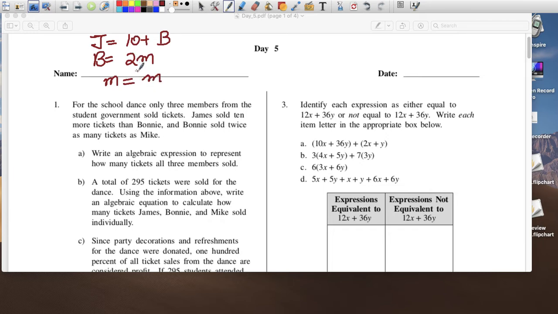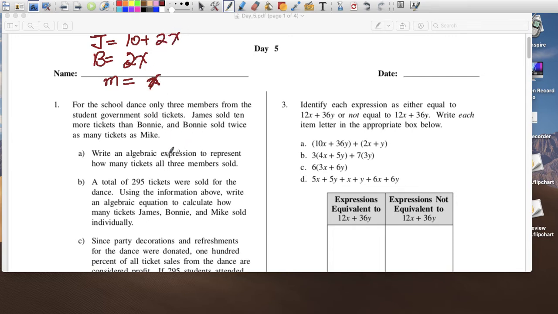I'd rather use X. So Mike sold X tickets. If Mike sold X tickets, it means Bonnie sold twice as much as him, so instead of 2M, I'm going to write 2X. And where it says James sold 10 more tickets than Bonnie, we know Bonnie sold 2X. So we have X, 2X, and 10 plus 2X.